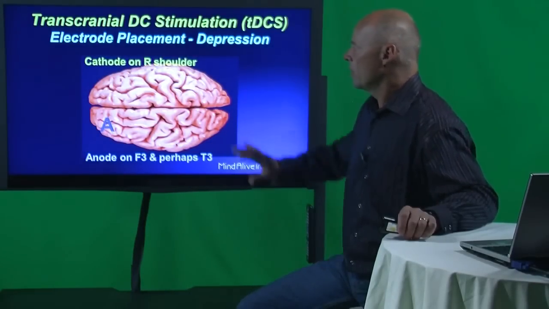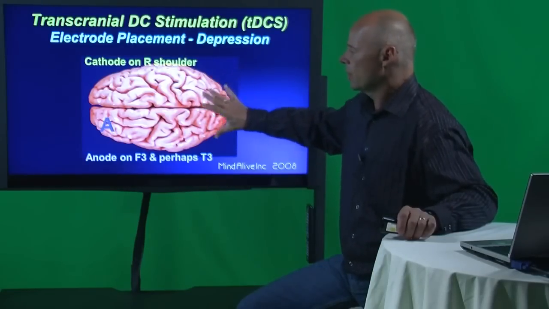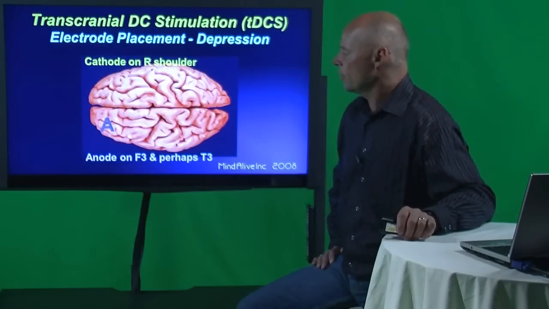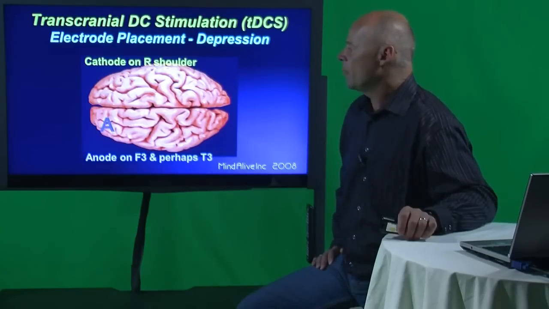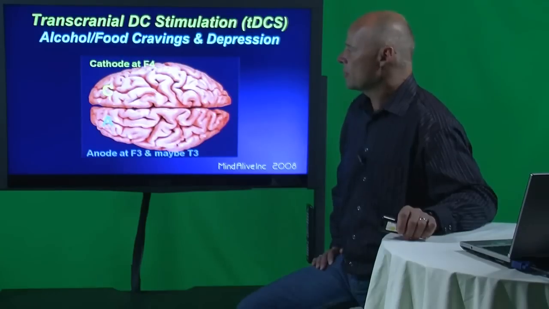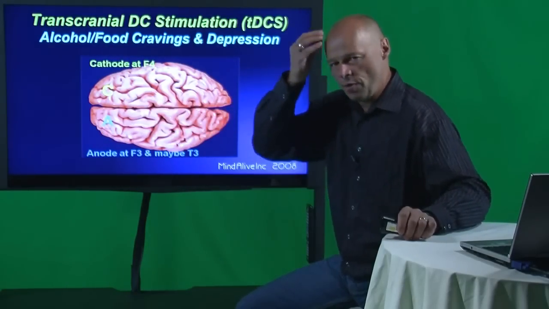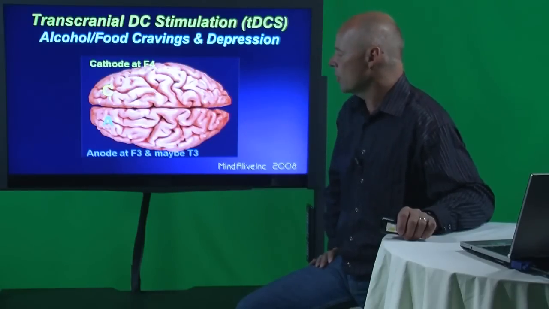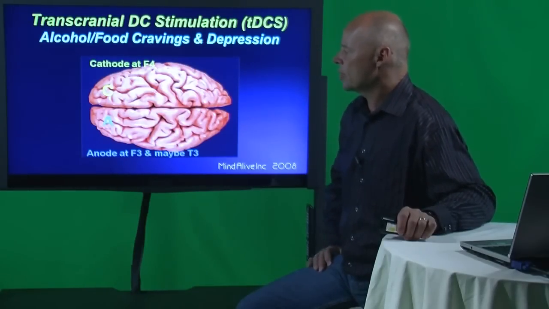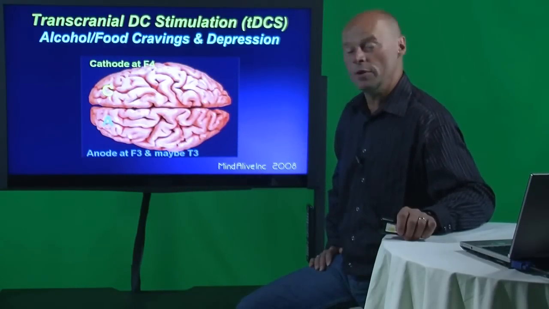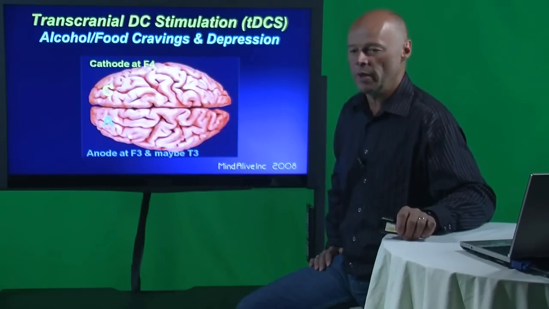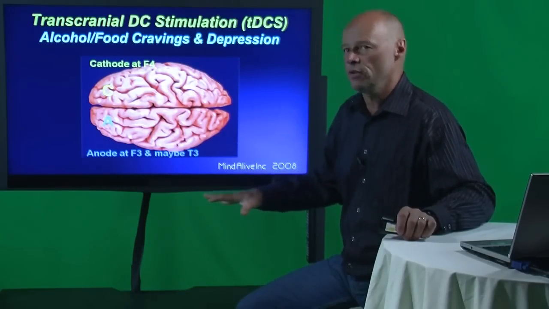For instance, it's well known that typically for depression work, it's best to have the anode at the location of F3 and sometimes even the temporal lobe at T3, and putting the cathode on the right-hand shoulder. Sometimes, however, with depression and alcohol cravings and food cravings, we have a hyperactive right frontal lobe, which is location F4, and we can take a similar sized electrode as the cathode and put it on F4. In fact, what we would be doing is enhancing the happy side of the brain and settling down that negative fear side of the brain.